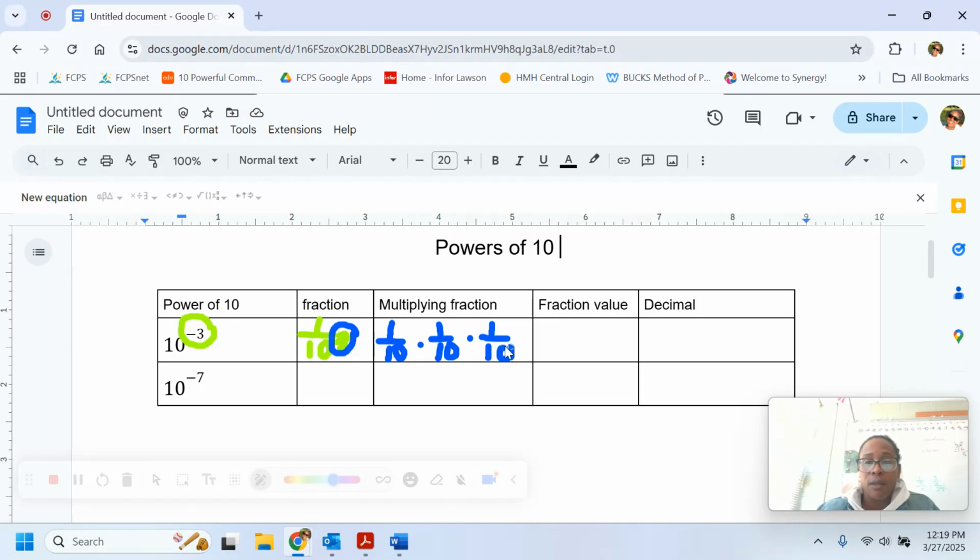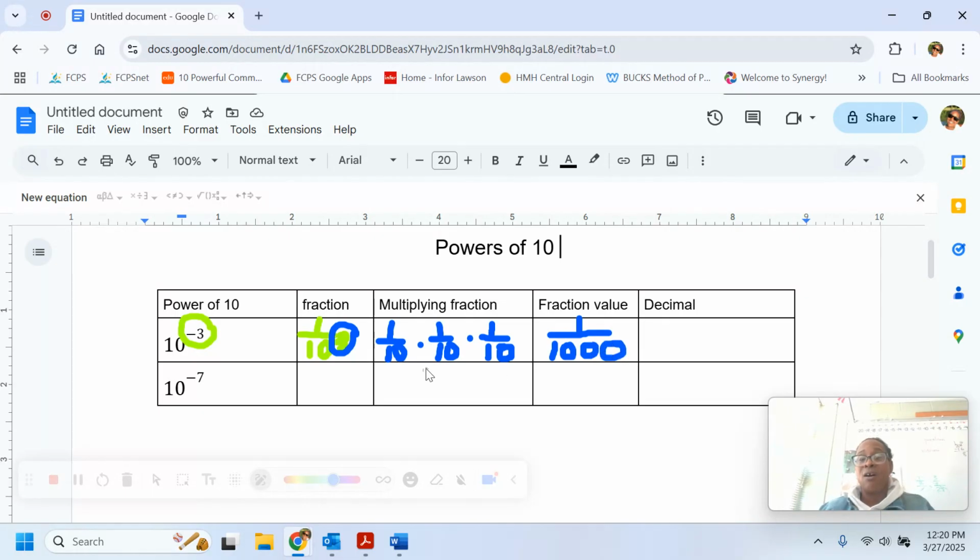Okay. And now the next thing we want to know is, what is the fraction value? So we just say 1 times 1 times 1 is 1. And then we say 10 times 10 times 10. Now there is a pattern. I can write a 1, and then I'm going to write 3 zeros.